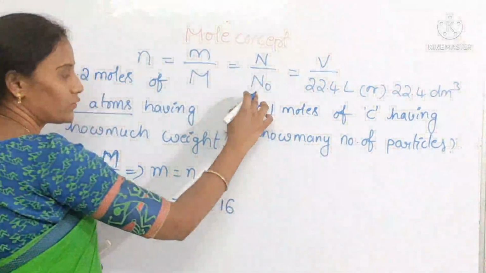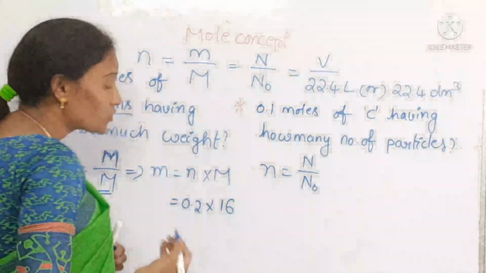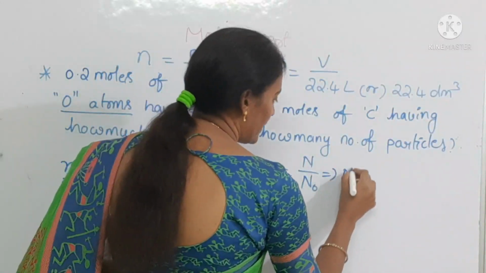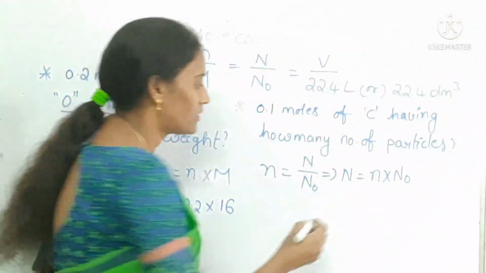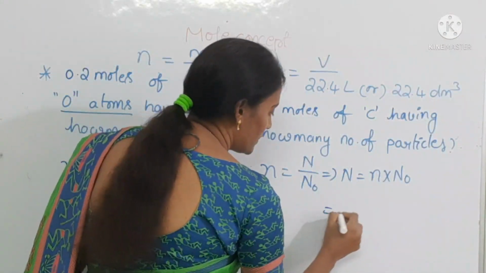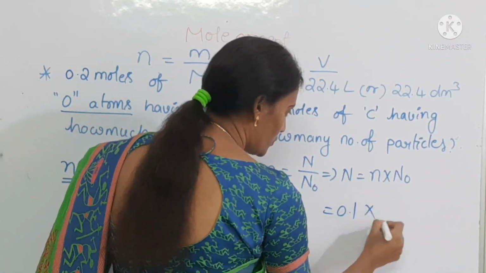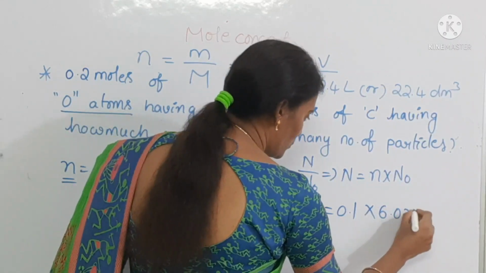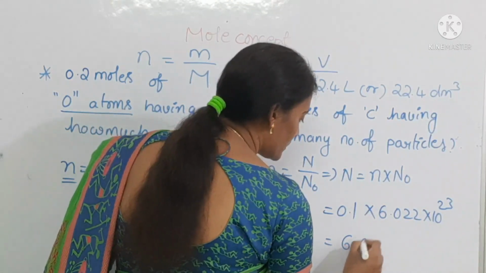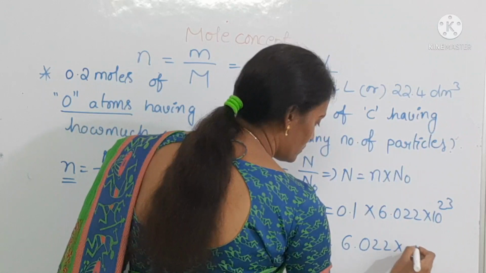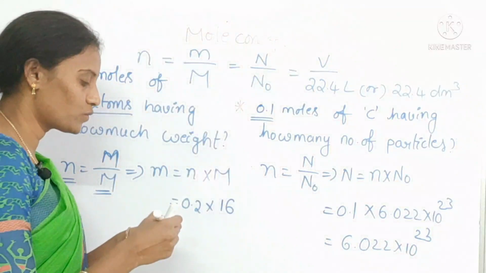For this one you can take this formula, n is equal to N by N naught, students. So N is equal to n into N naught. N is the given number of particles. So N is equal to the n value, how much we have in the formula, given data 0.1 into N naught, which is 6.022 into 10 power 23. Okay, so the answer is 0.1 into 6.022 into 10 power 23, students. This is the answer for this question.